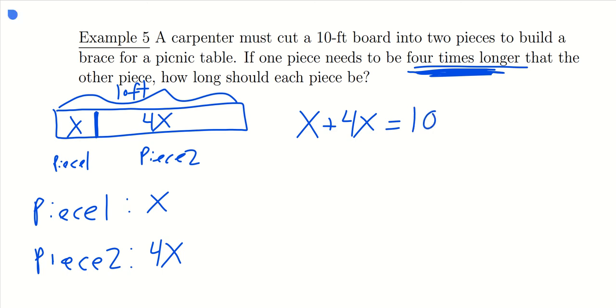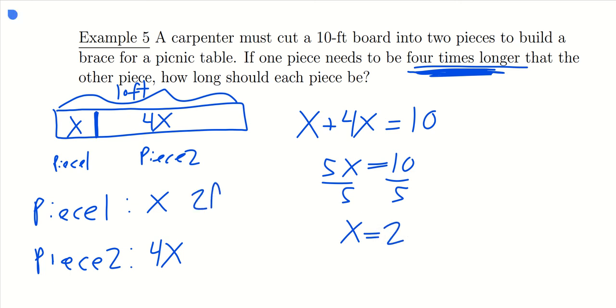This gives us our equation. We can now solve it. We have like terms on the left-hand side. X plus 4x is 5x equals 10. Divide both sides by 5, and we get x equals 2. That tells us that piece 1 is going to be 2 feet, and piece 2, which is 4 times x, is going to be 4 times 2, which is 8 feet.